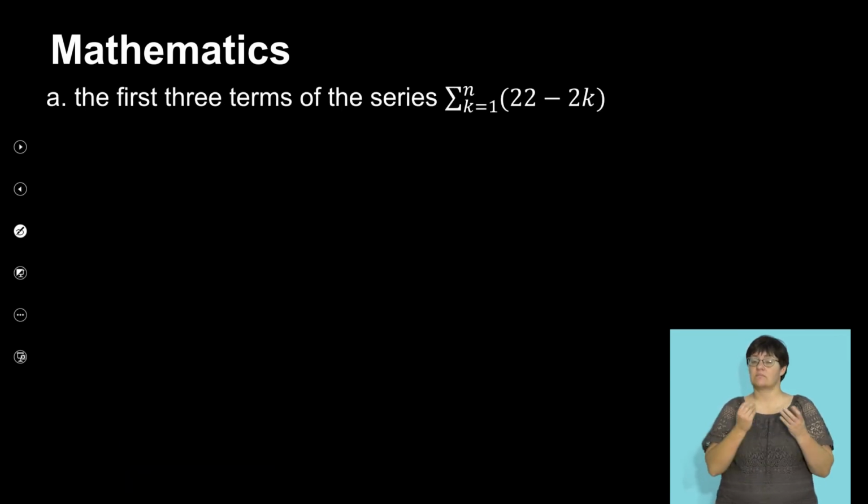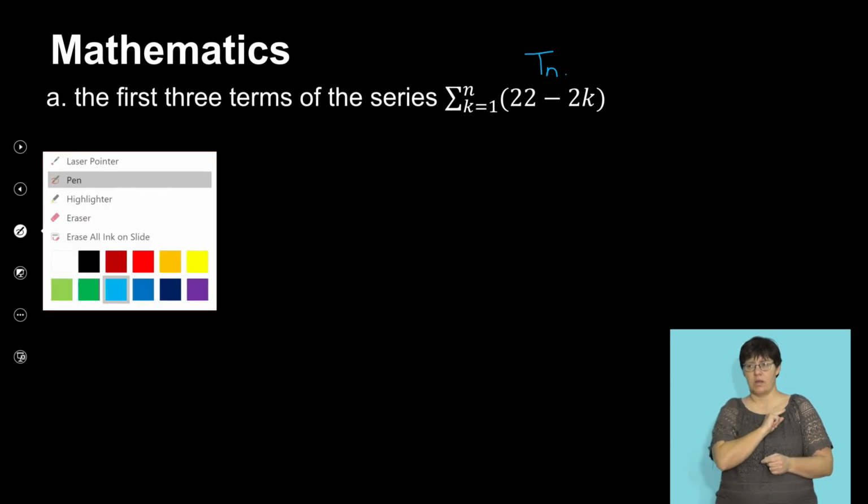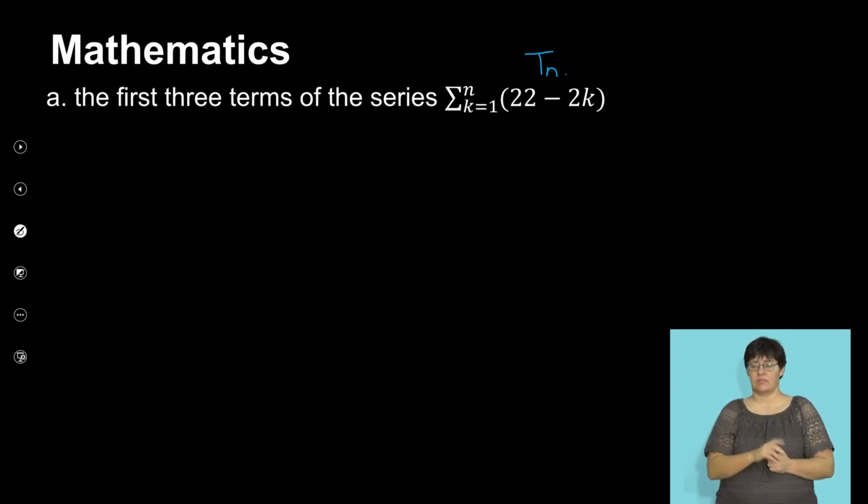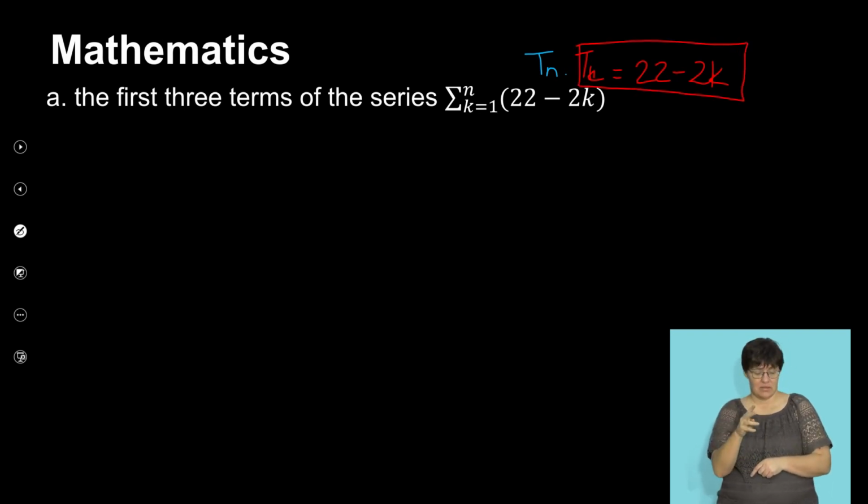So we have to determine the first 3 terms of the series. We have been given our Tn. We know that being given the Tn will allow me to substitute in values. But this one might look a bit different, guys, because I actually have a K. So this, in fact, is Tk is equal to 22 minus 2k. It is the same thing as your Tn formula, except now there is a k involved.